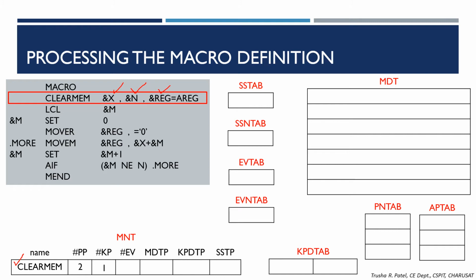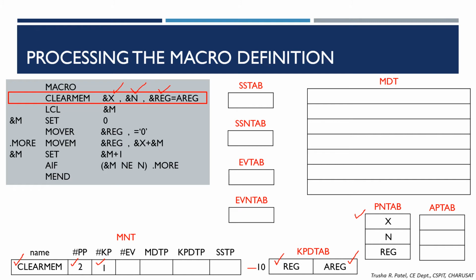Then we have three formal parameters, that is &X, &N and &REG. Apart from that, X and N are the positional parameters and REG is the keyword parameter. So the count for the positional parameters is 2 and the keyword parameter is 1. Now all three parameters will be entered inside the PNTAB, and 1 is my keyword parameter. So in KPDTAB we have to enter the name of the parameter, that is REG, and the default value, that is AREG.